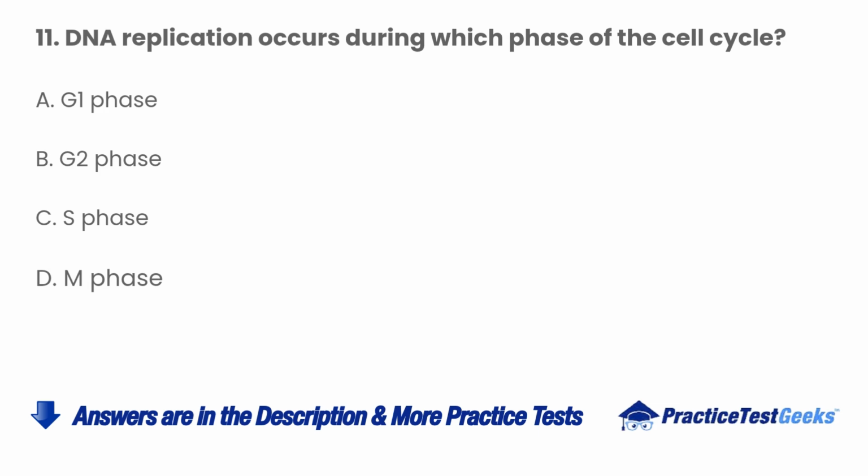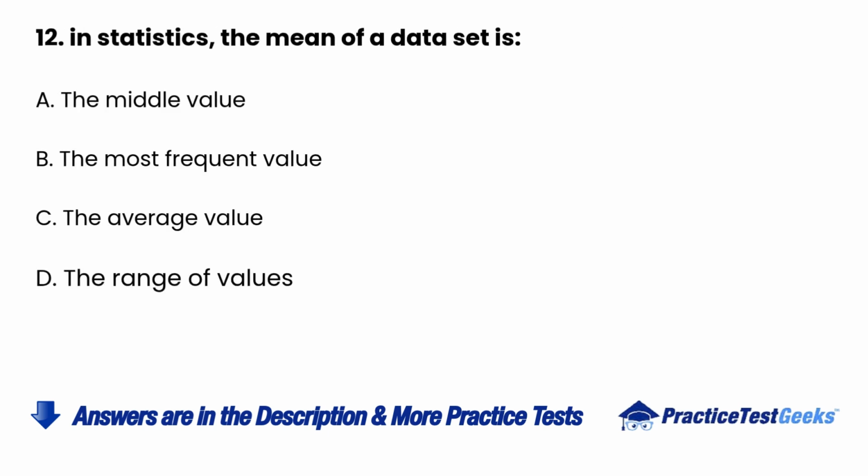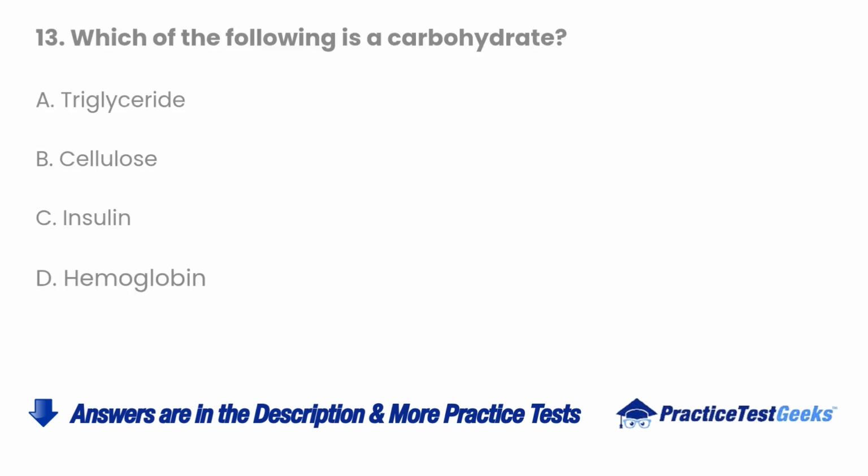D. Ohm. 11. DNA replication occurs during which phase of the cell cycle? A. G1 phase. B. G2 phase. C. S phase. D. M phase. 12. In statistics, the mean of a data set is A. The middle value. B. The most frequent value. C. The average value. D. The range of values.